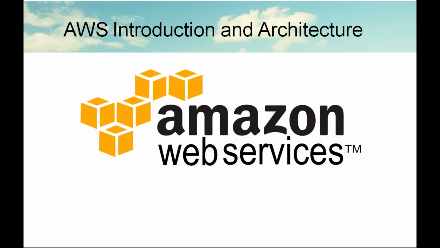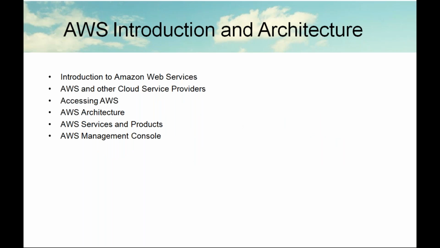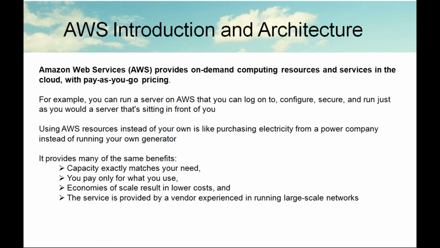AWS Introduction and Architecture, Amazon Web Services. Amazon Web Services provides on-demand computing service resources in the cloud with pay-as-you-go pricing. See here, the important point is on-demand. When you require, which type of resources you require, how much capacity you require, which services you want, immediately you can get. That is nothing but on-demand.